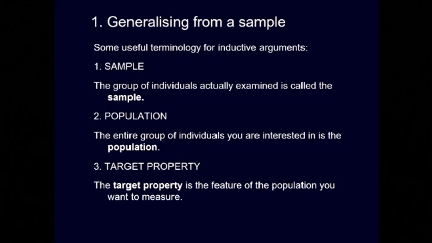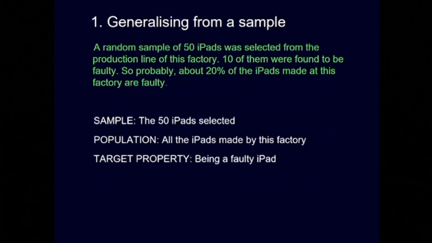So, start with some examples. Here's a quality control example. You take a random sample of iPads off the production line, a random sample of 50, and you find that 10 of them were faulty. That's 20%, right? So you make a generalisation: 20% of the iPads made at this factory are faulty.